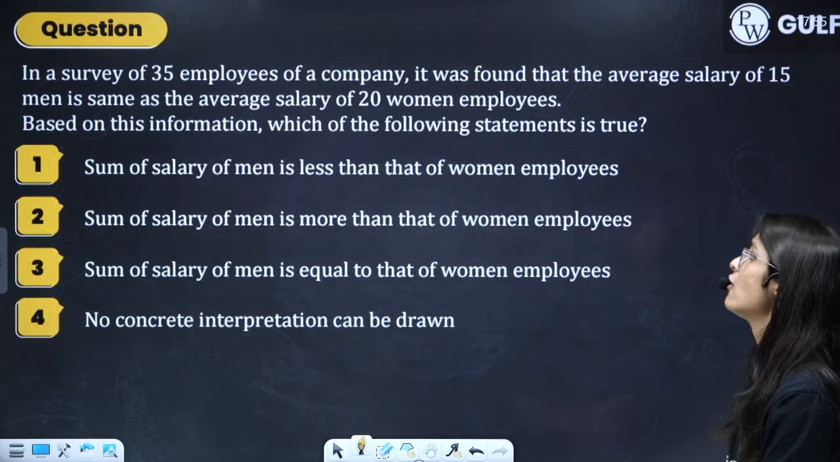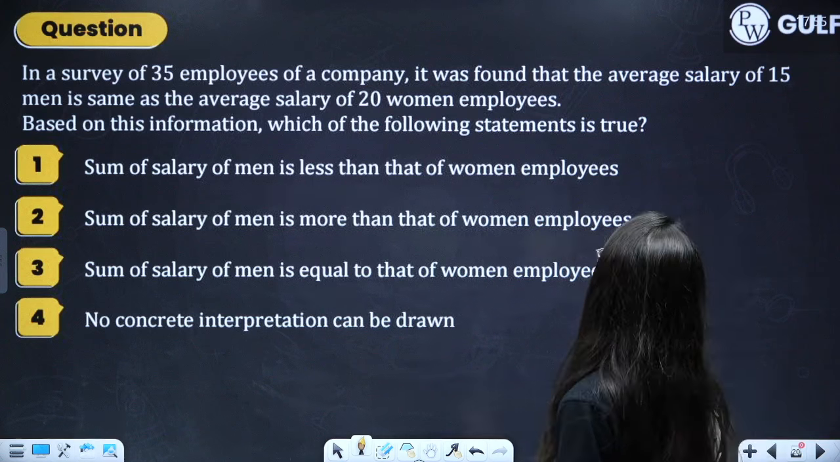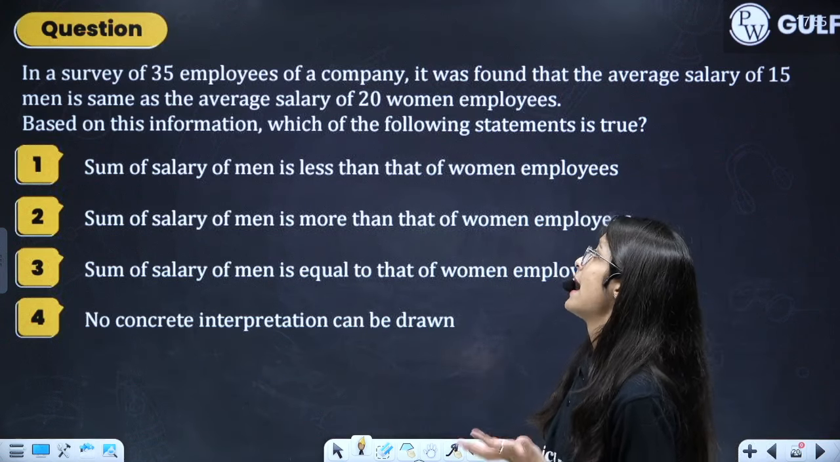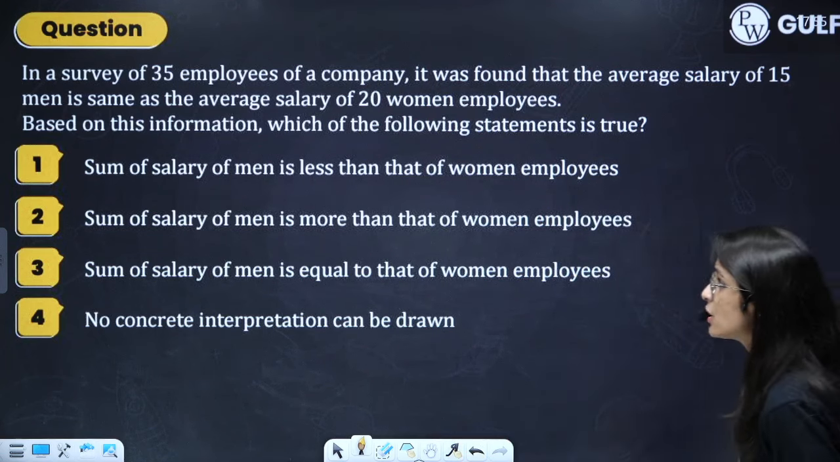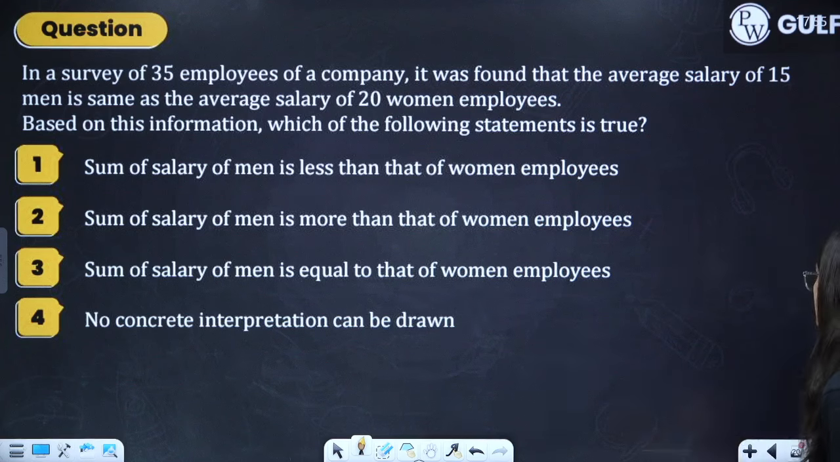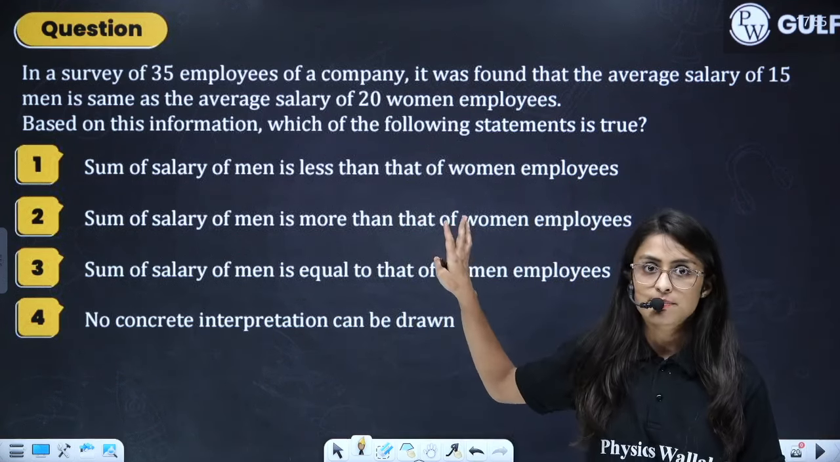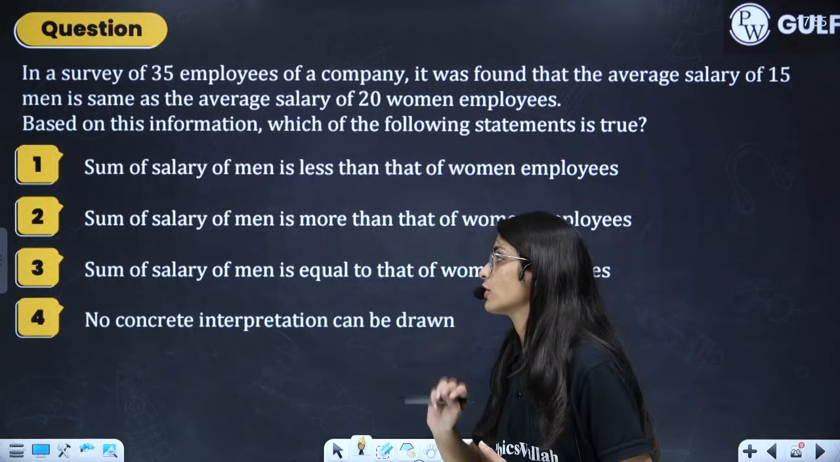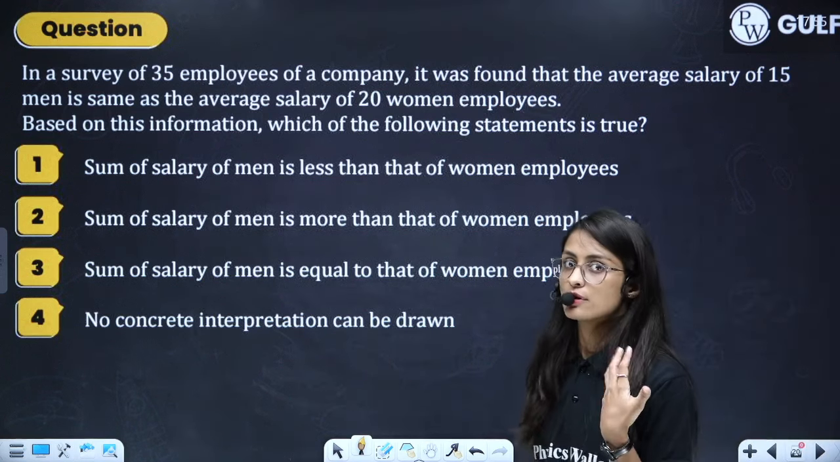In a survey of 35 employees of a company, it was found that the average salary of 15 men is the same as the average salary of 20 women employees. Based on this information, which of the following statements is true, right? So we need to check these two statements and answer the following. First of all, they are telling us that the average of salaries is equal.